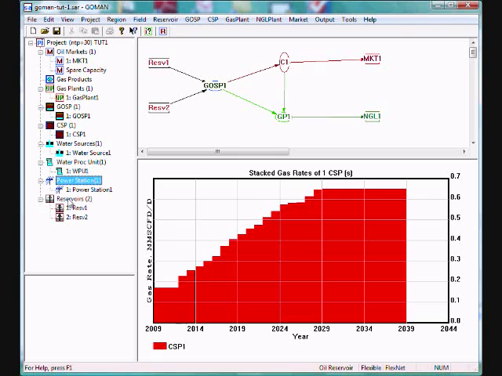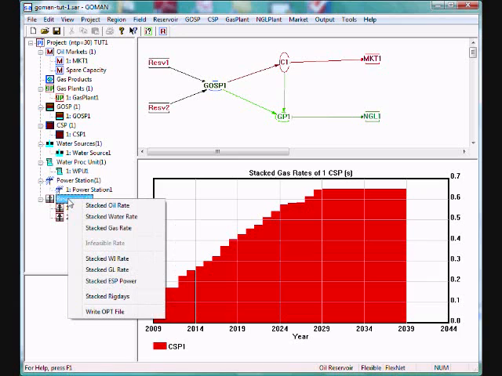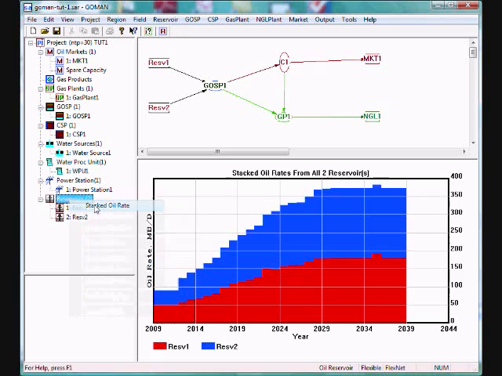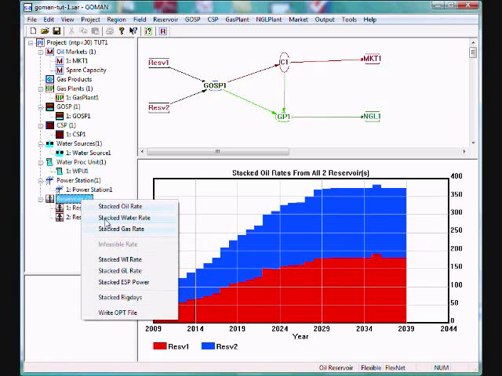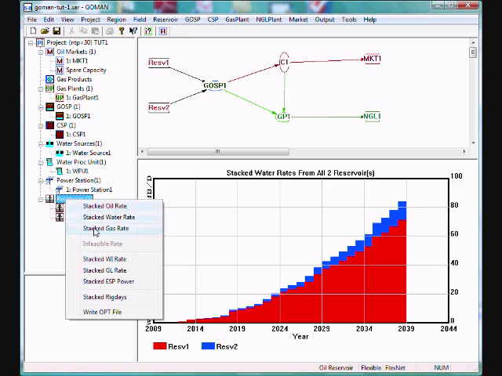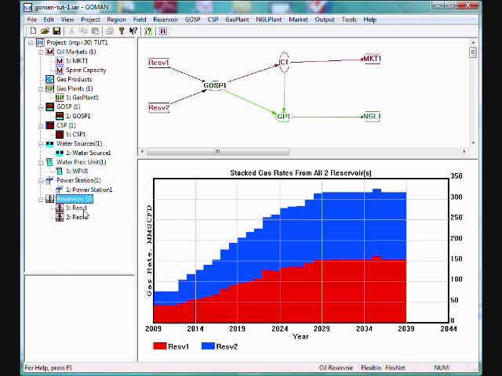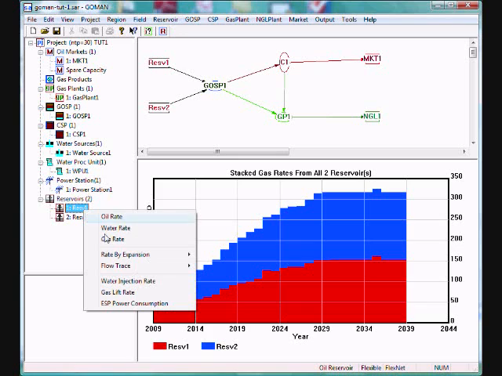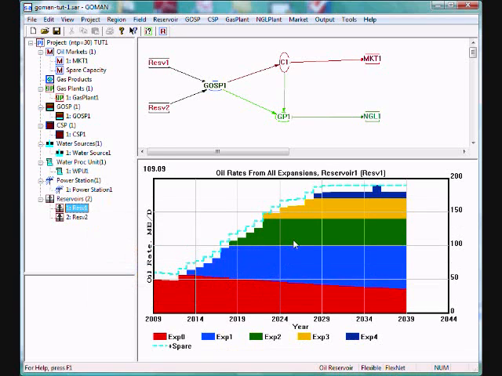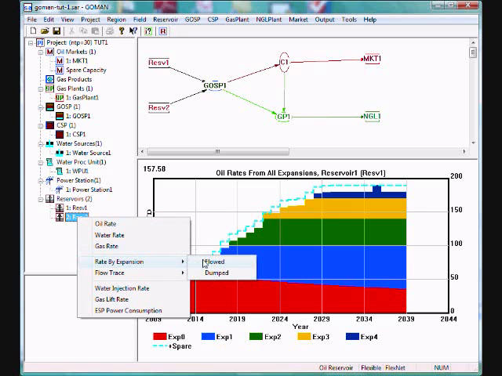finally we can go and look at different values that were produced by the individual reservoirs and all reservoirs. So we can see the stack oil rate, water rate, gas rate for combined reservoirs, and we can also see at the individual reservoir level. For example, we can select a reservoir and see what's been produced for each expansion. So for example, here we can see the production on each individual expansion from that reservoir. Same thing for the second reservoir in our project.